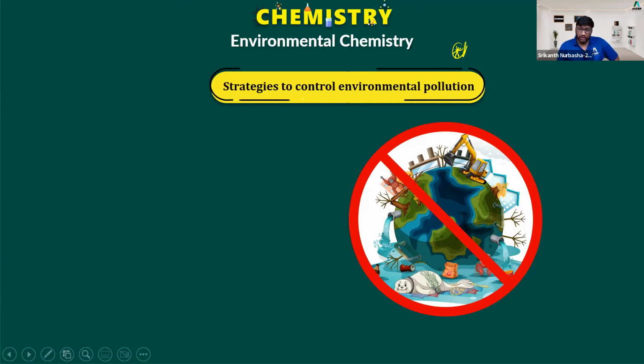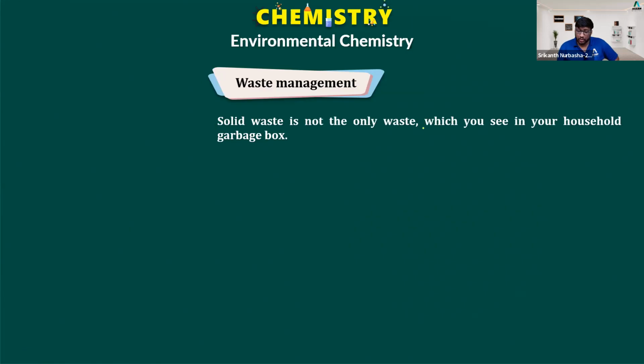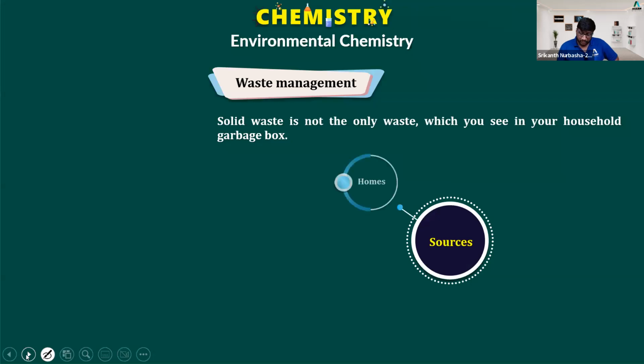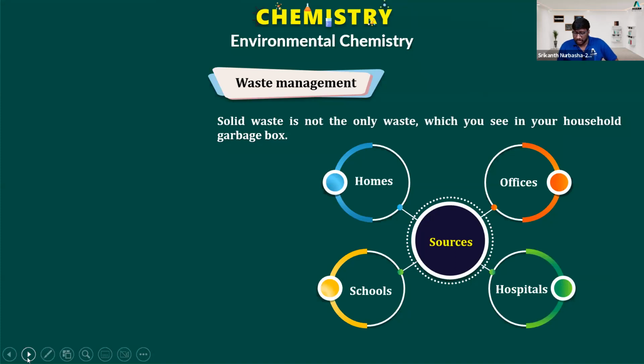Next type of strategy to control environmental pollution is waste management. Solid waste is not the only waste which you see in your household garbage box. Waste management means you first have to know from where you are getting the different kinds of waste, and how these wastes obtained from different sources are dumped, that has to be a second activity. You will be producing waste from homes, schools, offices, as well as hospitals. These are just a few major sources from where you can collect the waste.